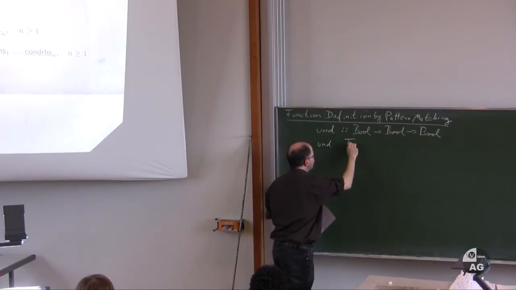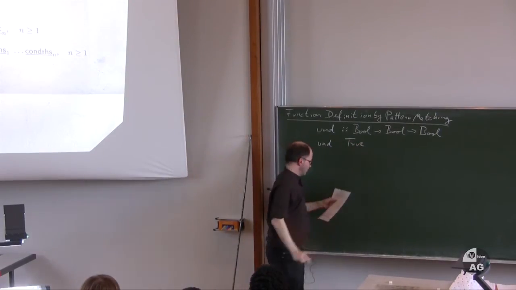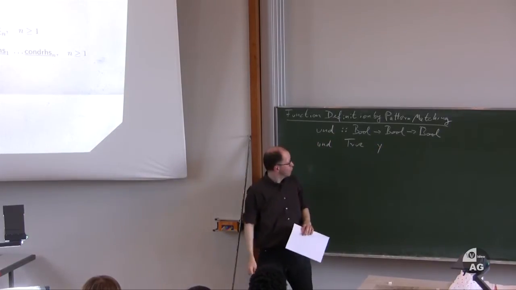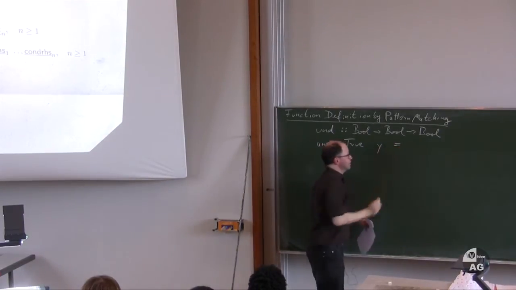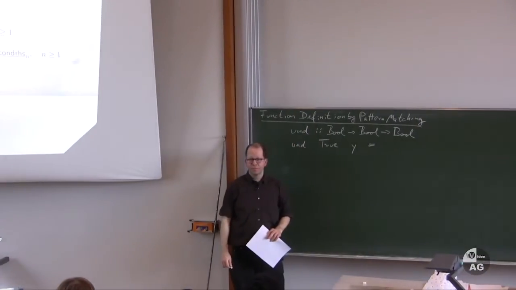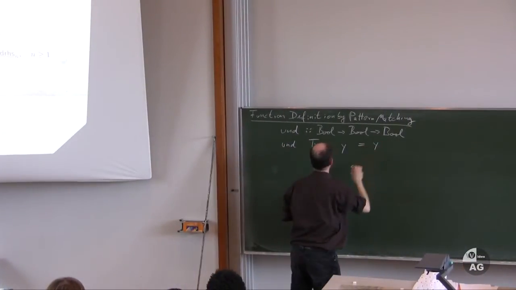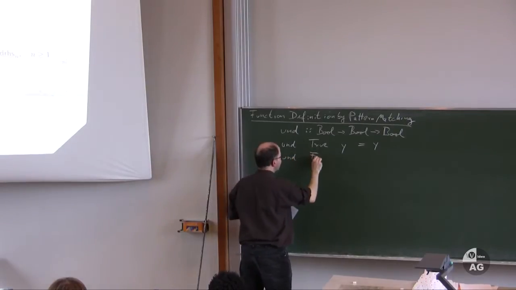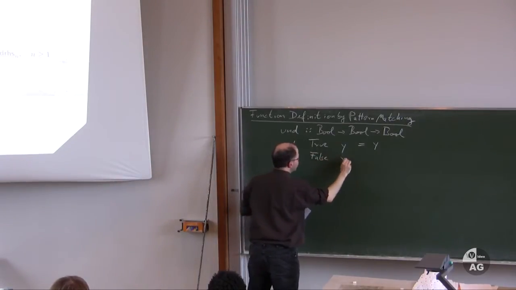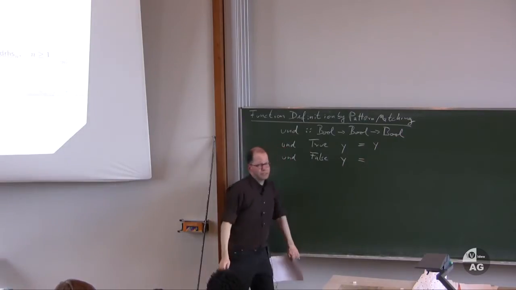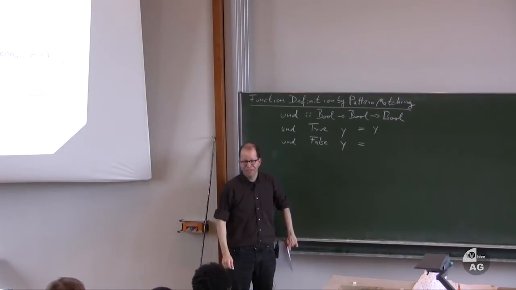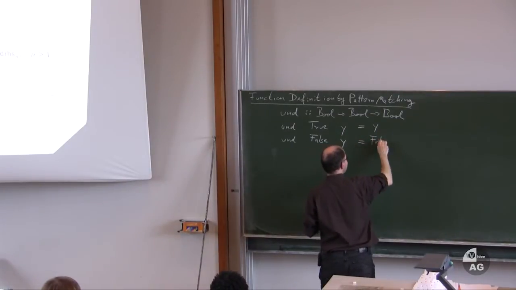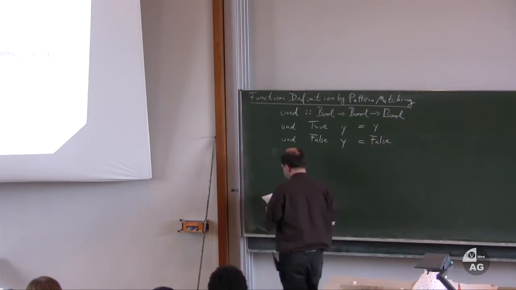Well, if the first argument is true, and the second argument is something arbitrary, a y, then what is the result? Y. Exactly. And if the first argument is false, and the second argument is some y, then what is the result? Y? No, false. Otherwise, this would be the projection in the second argument. So then the result is false.